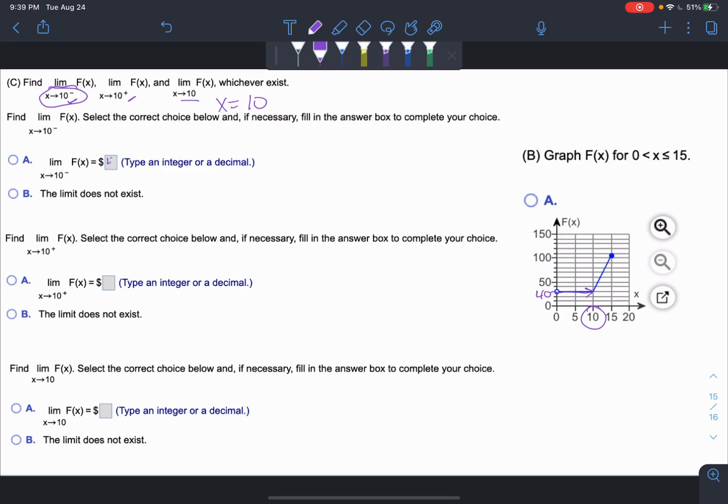So 40. And now I want to track from right to left for the right-sided limit. And that is also approaching 40. And so for the overall limit, because these two are equal, my overall limit is also 40.